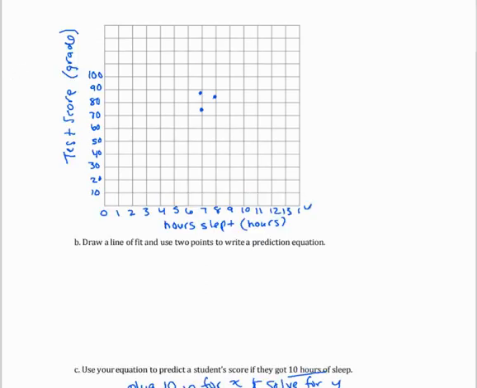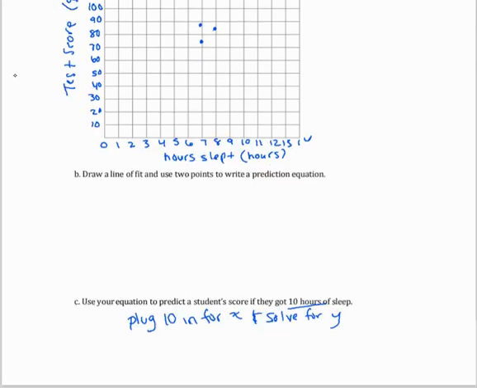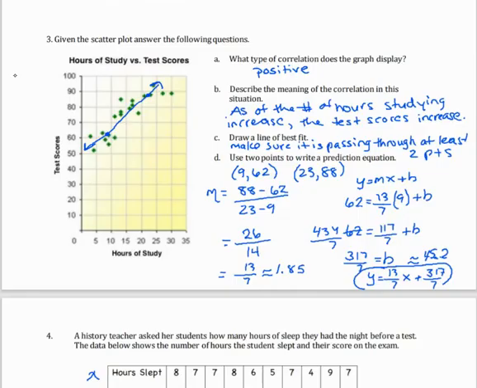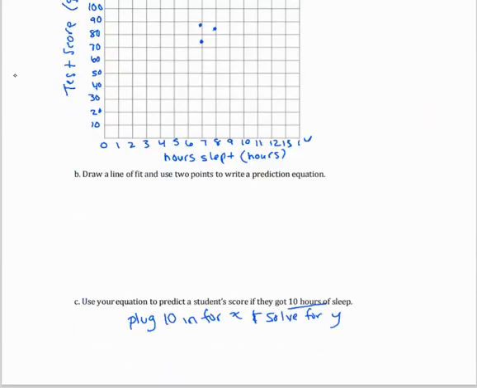So what does this mean? This means you will plug 10 in for x, because hours is our x-axis, and solve for y. Again, the answer that you get here should match well to your prediction equation. So if we have our prediction equation, we go to the 10-hour mark, wherever your line is, that 10 hours should be about close to that point. Okay? So use that previous example of number 3 to help you finish number 4.